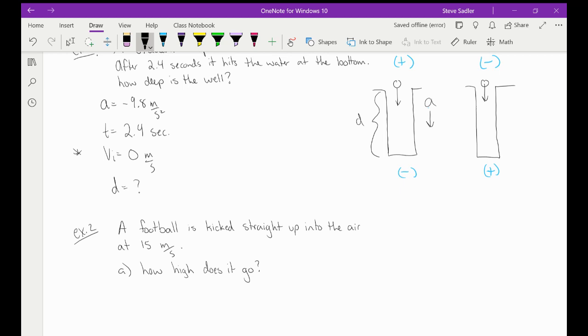Okay, so we have acceleration, we have time, we have v initial, and we need to find d. Well, if we look at our formula sheet, we can use v initial multiplied by time plus 1/2 a t squared. That has all the things we need. We don't even need to isolate a variable, so that's perfect.